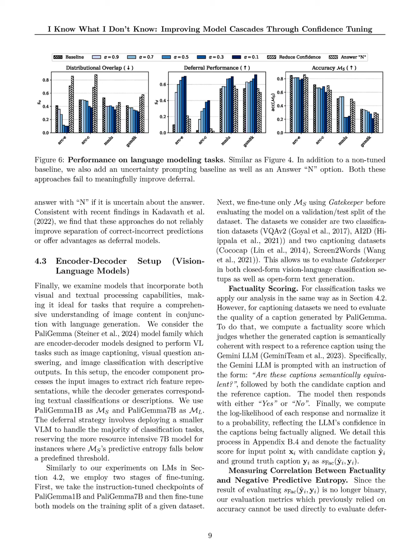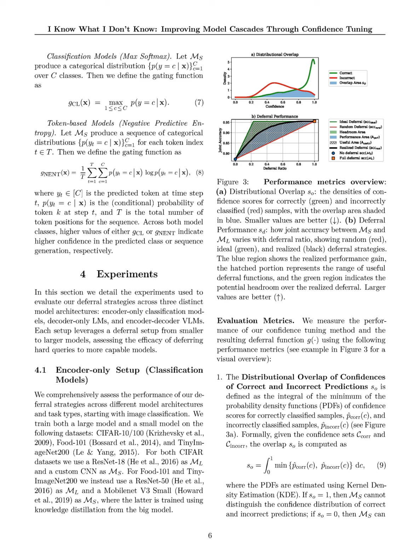The datasets utilized included CIFAR-10/100, Food-101, and TinyImageNet-200 for image classification, ARC-E, MMLU, and GSM8K for language tasks, and VQAv2, AI2D, CocoCap, and Screen2Words for vision language tasks. Evaluation metrics included the distributional overlap of confidences for correct and incorrect predictions, deferral performance quantified by the joint accuracy across various deferral ratios, and the accuracy of the small model.